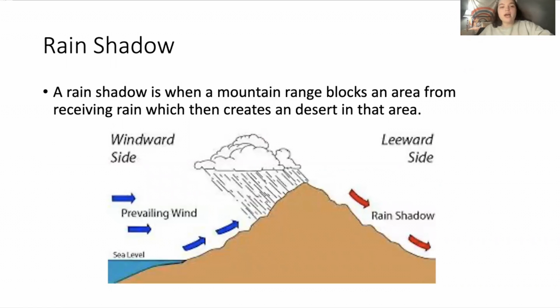So a rain shadow is when a mountain range right here, as you can see in this picture, blocks an area from receiving rain or water or anything like that, creating a rain shadow. And this is why this area on the side with the red arrows is going to be turning into a desert right here because it's not receiving any of the water from this area over here.